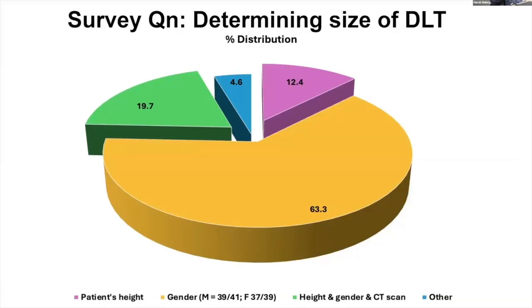So the most common one seems to be just gender, with males taking a 39 and a 41 and females taking a 37 and a 39. Slinger is going to give a talk on how he sizes his tubes. Very simple, except that I'm probably more and more getting towards smaller double lumen tubes.